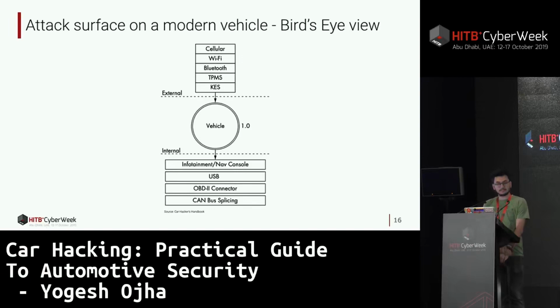Here you can see the data is being entered from the external surface like your cellular, Bluetooth, TPMS, and keyless entry. Then in the internal ones, you have the infotainment systems, the one which I told you, where Bluetooth is directly accessible at the hardware level. So you have the infotainment system, USB, OBD2 connector, CAN bus splicing, all these sort of things. While some of these attacks might seem unrealistic because you need physical access, and even with physical access, there's probably very little harm or no harm at all.